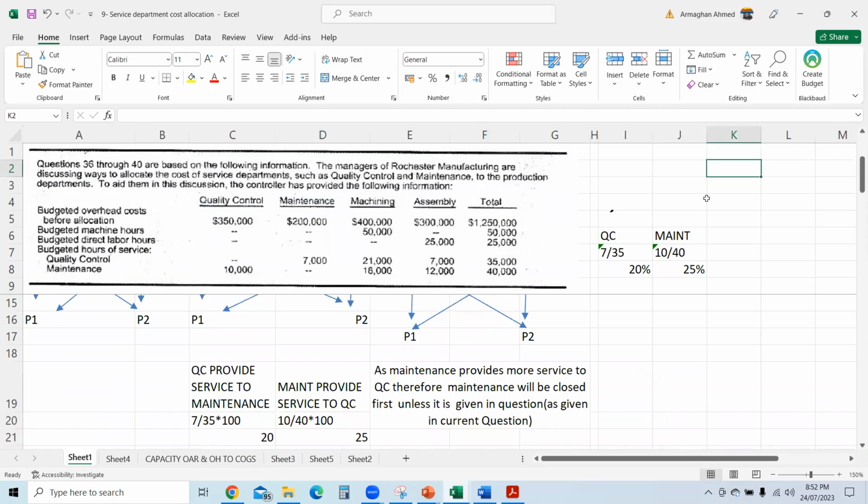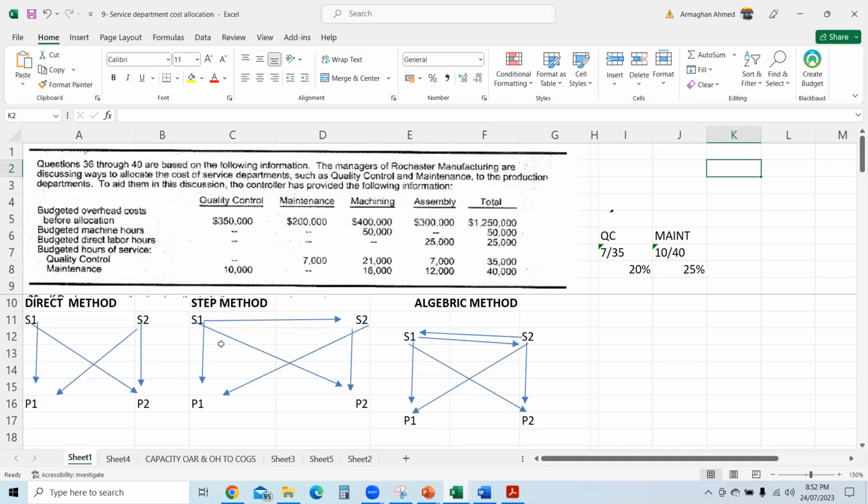Now we have to go for the next method, and the next method is the step method. Step method, as I told you, is a graphical presentation where first one service department's cost will be allocated to the other departments. But when service department S1 is closed, the other service department's cost will not come back to it. So S2 cost is not coming back to it, right?